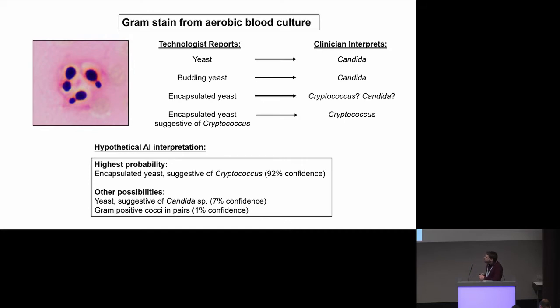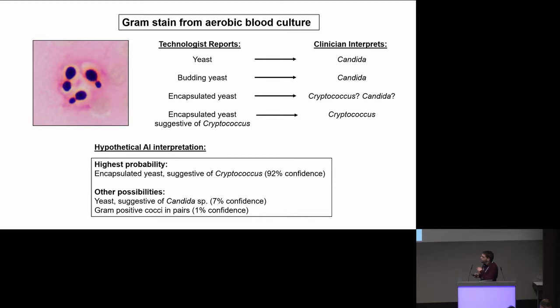An experienced technologist may recognize that there's a little bit of clearance around this organism that is actually representative of a polysaccharide capsule, and they may call this encapsulated yeast, which gets a little bit closer and starts adding Cryptococcus to the differential. But the most experienced technologist would be able to call this encapsulated yeast suggestive of Cryptococcus, which definitely forces the issue and has the clinician consider Cryptococcus in this case. And indeed, this is a Cryptococcus case. So wouldn't it be great if all of our technologists were able to call this organism as a Cryptococcus, where most of our technologists may not be as comfortable doing that.